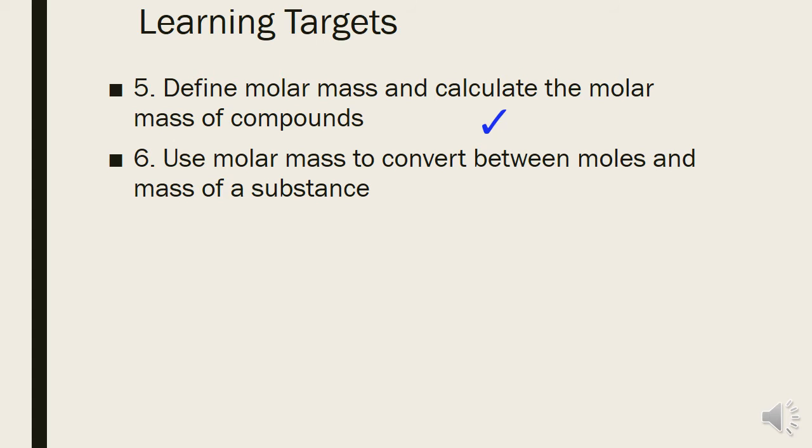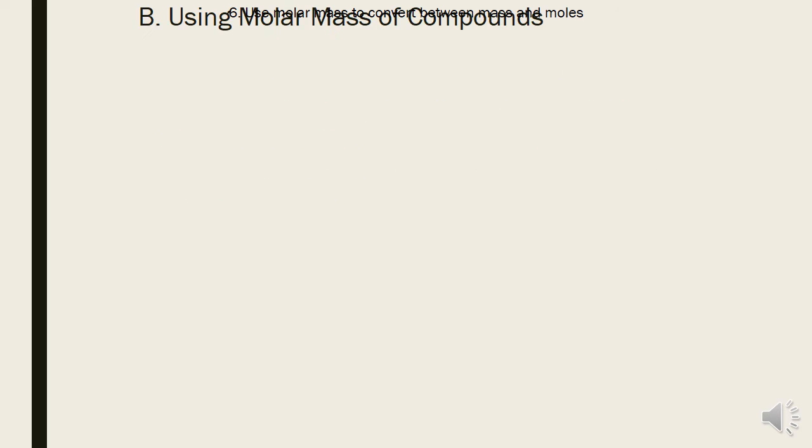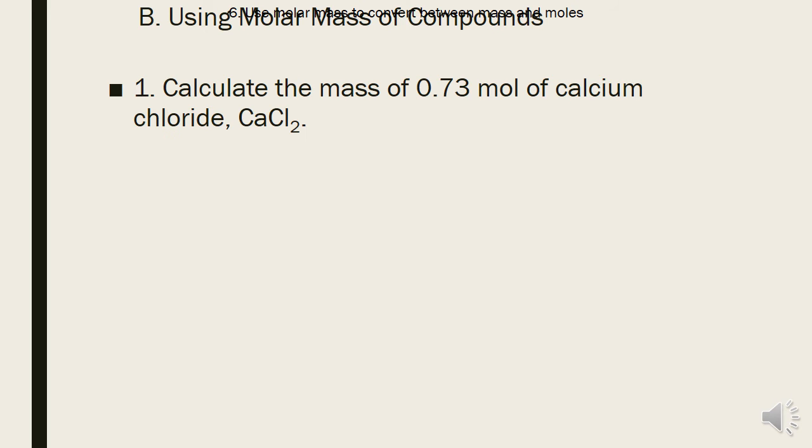In other words, we need to be able to do learning target number 6 here: use these molar masses to convert between moles and mass of a substance. We looked at examples of this in the last video when we dealt with elements. Nothing is different about how these problems are worked, except that we now have to calculate the molar masses first. So let's look at an example.